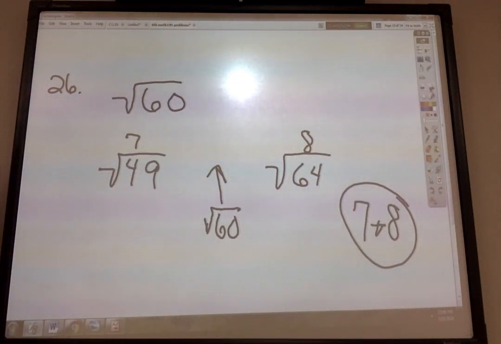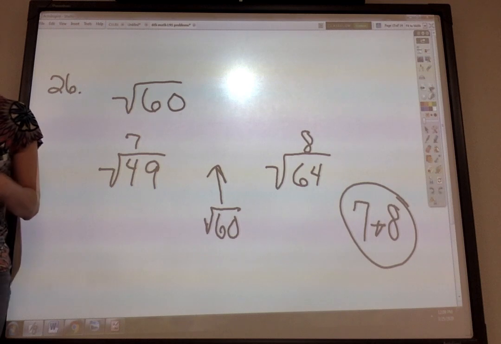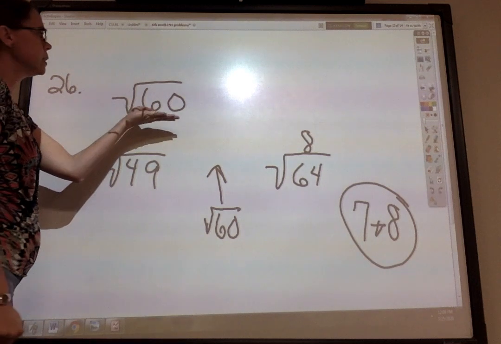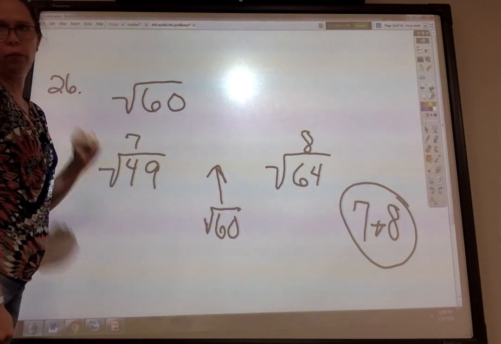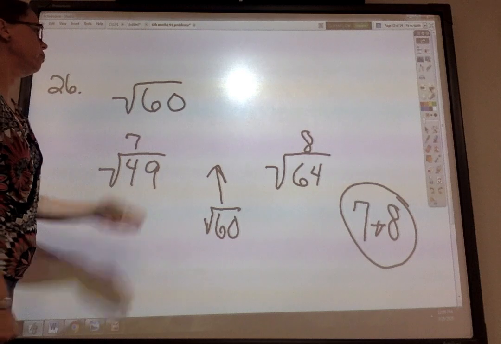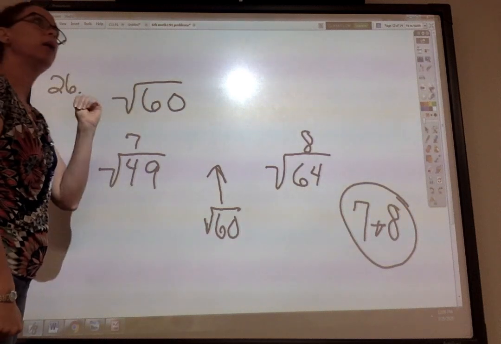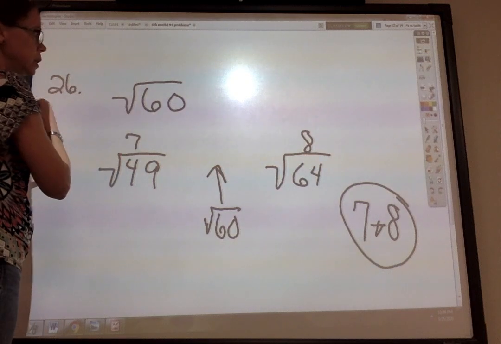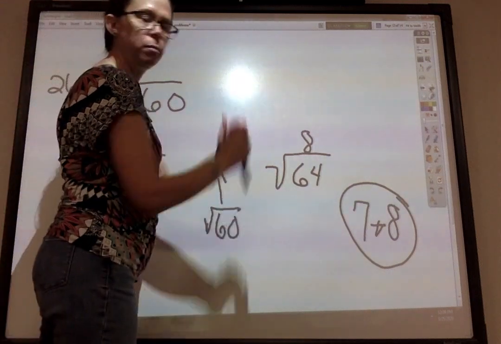Number 26. It says on a number line, the square root of 60 is between what two whole numbers? Consecutive whole numbers. Well, I can see that 60 is not a perfect square. Nothing times itself will give me 60. So I want to think about what is a perfect square that is just below 60. What is a perfect square that is just above 60?